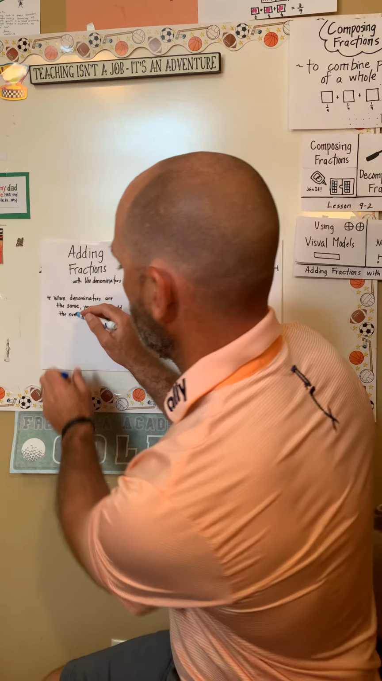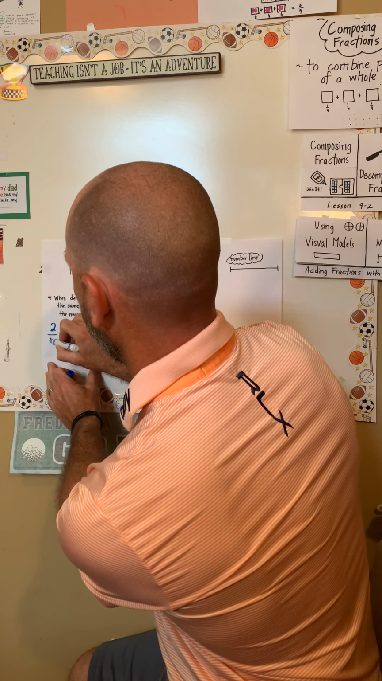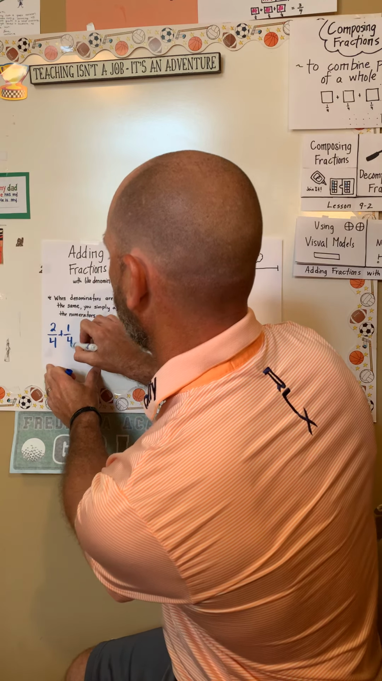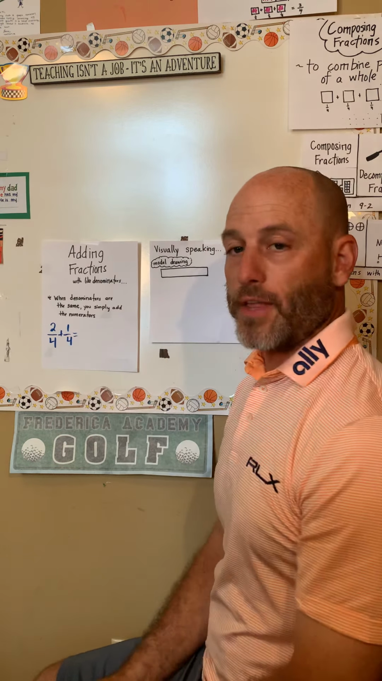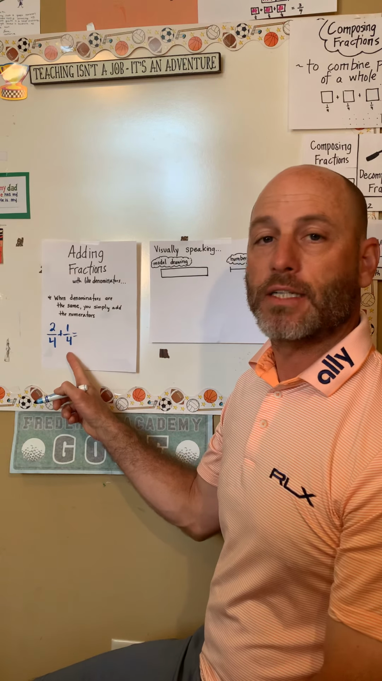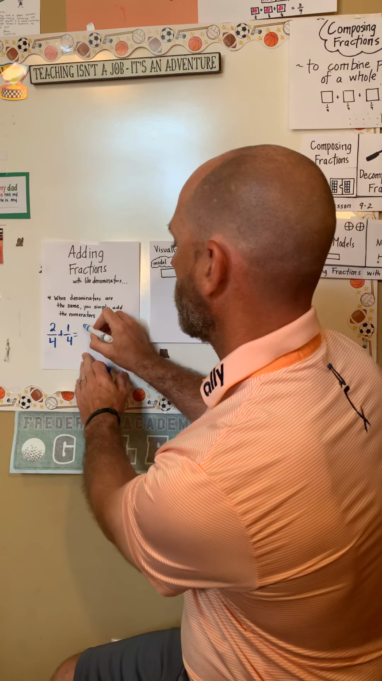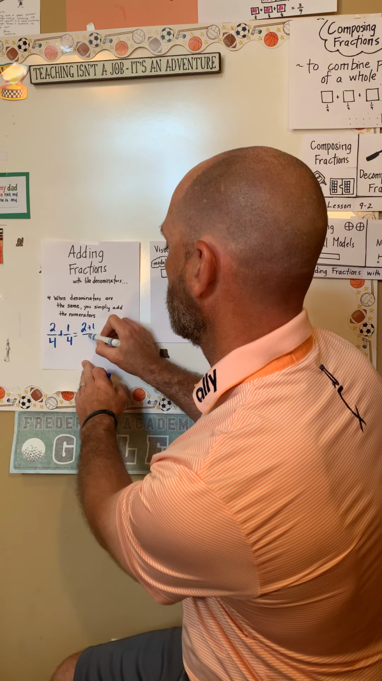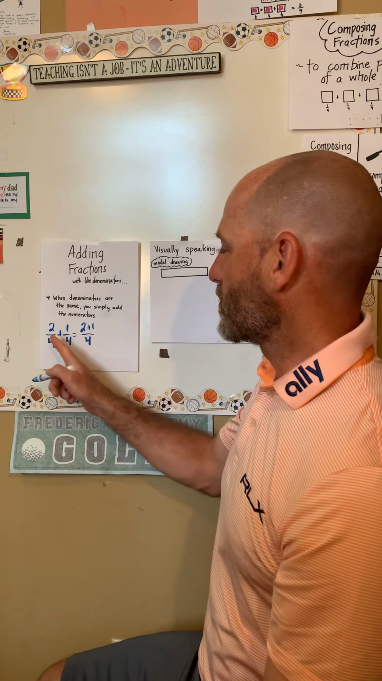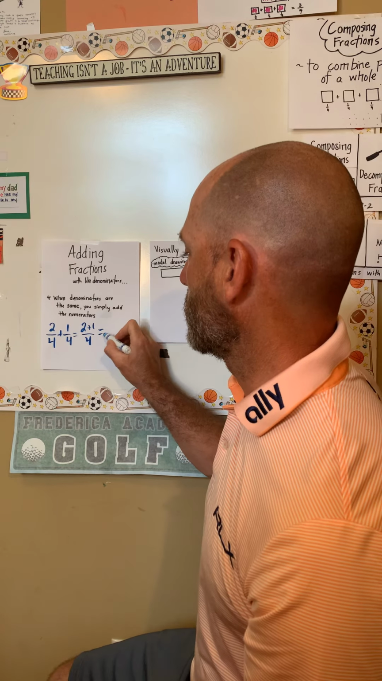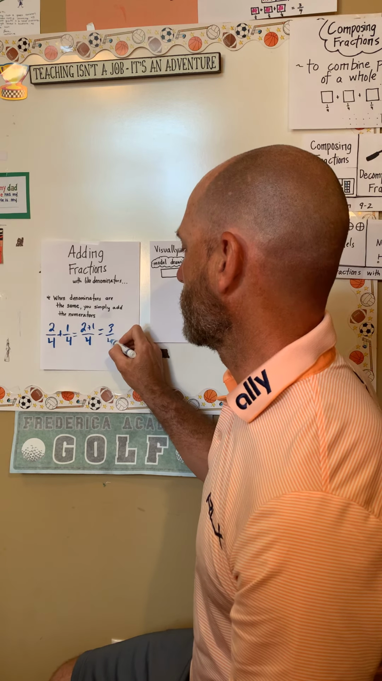I'm on page 479 and we'll go to number 3, where it says 2/4 plus 1/4. One thing I noticed is both of my denominators are the same. So what I'm doing is adding my numerators. That would be 2 plus 1 all over 4. And 2 plus 1 is equal to 3. So 2/4 plus 1/4 equals 3/4.